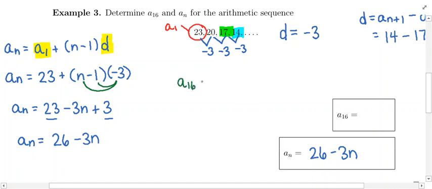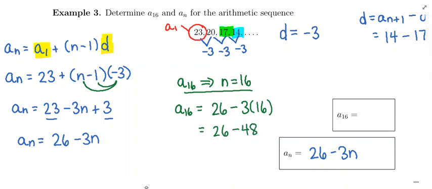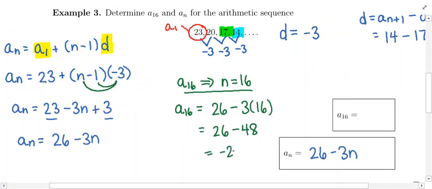If I want the 16th term, that tells me that n equals 16. So all I have to do is plug n equals 16 into this generic formula. So A16, everywhere you see an n, replace it with 16. That's going to be 26 minus 3 times 16. This is going to be 26 minus 48, and then we can figure out that 26 minus 48 is negative 22. So this is the 16th term in the sequence.